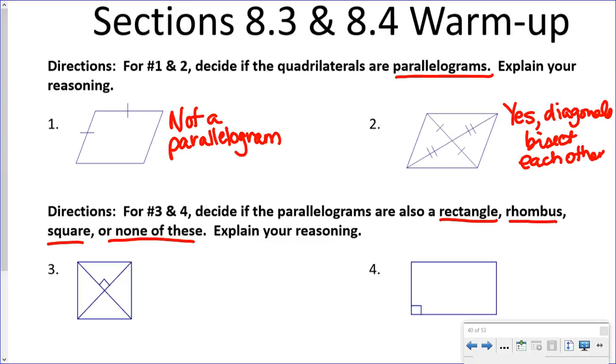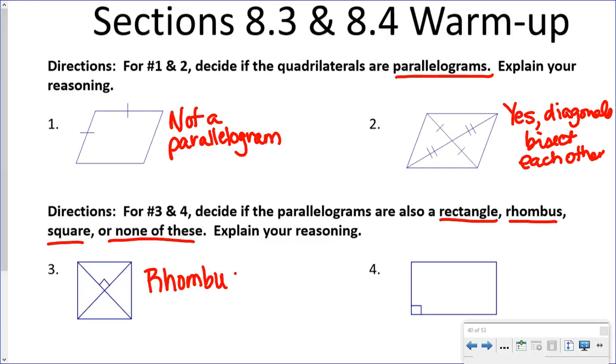Then remember to say if a parallelogram is a square, you have to have one marking from a rectangle and one marking for a rhombus. And then if it doesn't have any of those, then you can't say it's a rectangle, rhombus, or square. It's just a parallelogram. Okay? So on number 3, they are showing you that the diagonals are perpendicular. So then this is a rhombus.